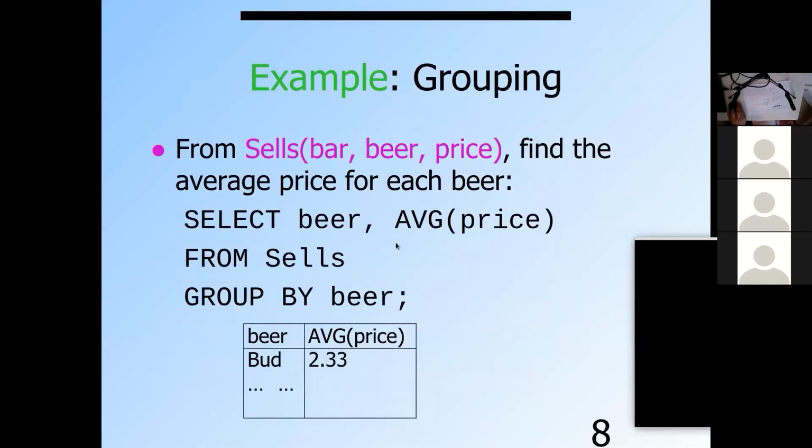All right, so what do we have here now? We have a bar selling a beer at a certain price. Find the average price for each beer. So over all the selling tuples, what is the average price of all the different beers? This is how you do it. Sells has bar, beer, and price. When we say group by beer, however many beers are represented in this table, it's going to define that many groups. So it's going to partition.